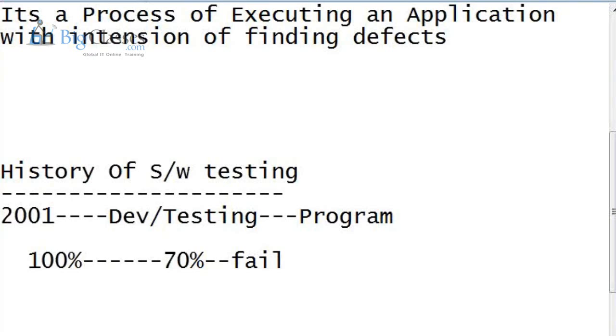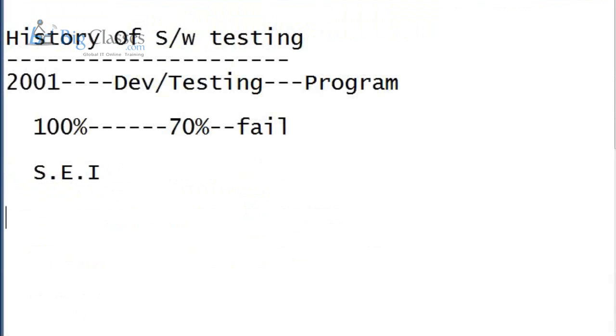To know the reasons for failure, IT companies approach the SEI. SEI stands for Software Engineering Institute. SEI analyzed the failures and finally prepared some guidelines. What are the guidelines? After completion of development, before giving the application to the customer, we need to maintain a separate quality analyst for the testing process.